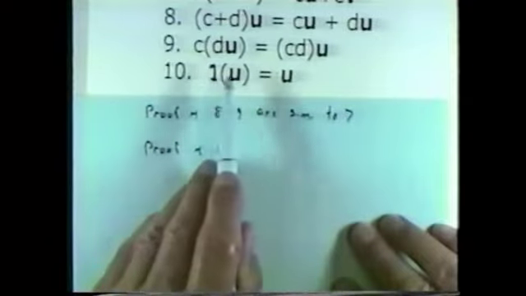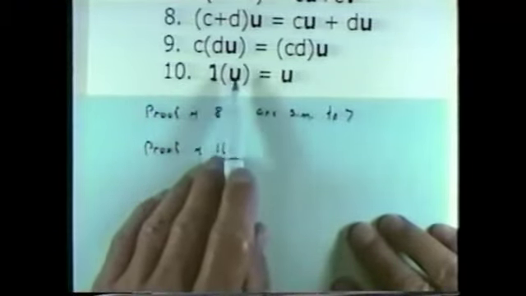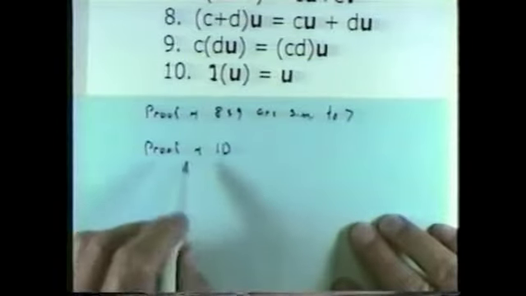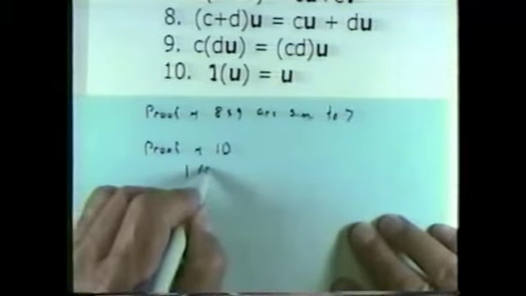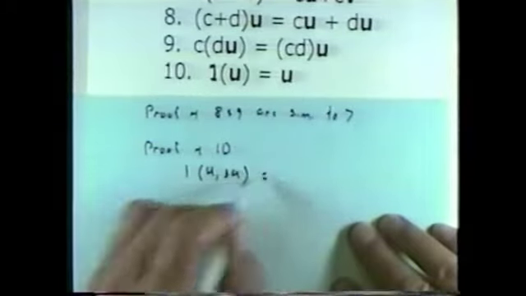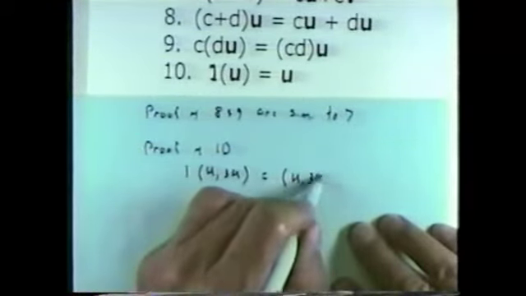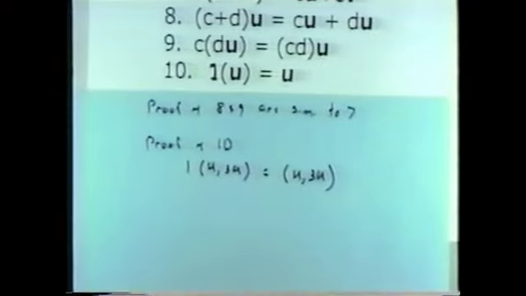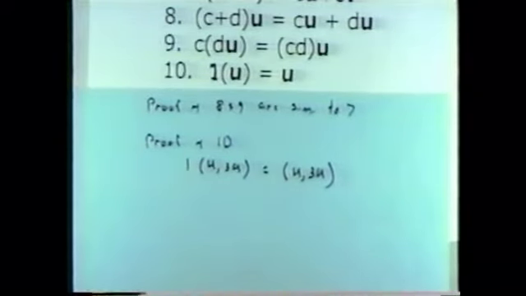We need to show that 1 times u is u. In other words, the scalar 1 times u would be 1 times (u, 3u), which is obviously (u, 3u). So we've proved or discussed all 10 properties. All 10 properties are true for the set of all (x, 3x), such that x is a real number. So therefore, the set of all ordered pairs (x, 3x) forms a vector space with the standard operations of vector addition and scalar multiplication.